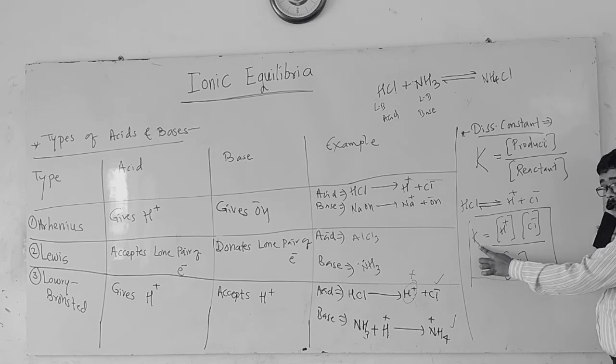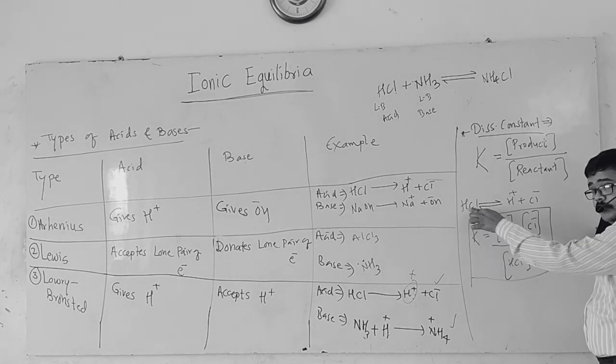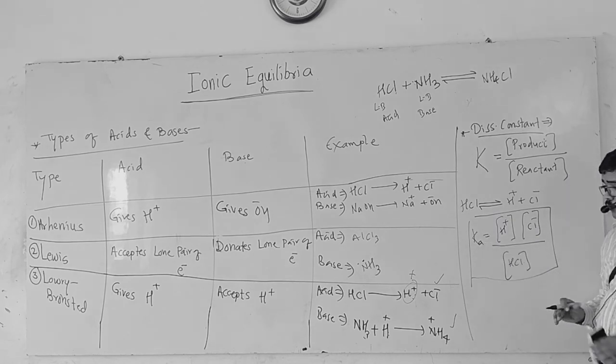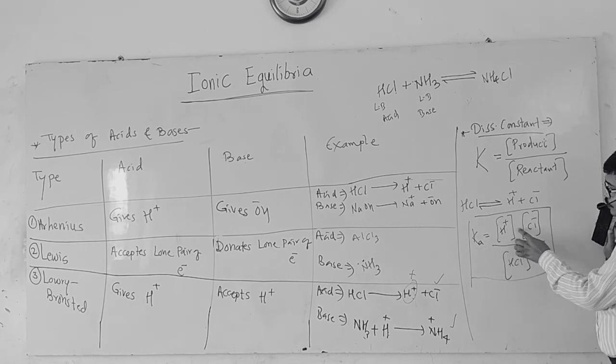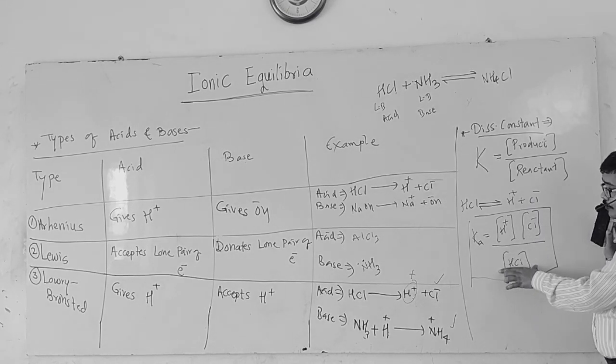Dissociation constant K. Now this K is for HCl. HCl is an acid, so here you can write small k with a suffix: dissociation constant of the acid is equal to concentration of H plus into concentration of Cl minus upon concentration of HCl. Got it?